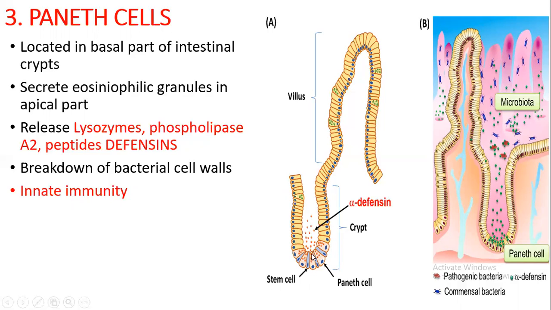The Paneth cell granules release lysozyme, phospholipase A2, and hydrophobic peptides called defensins. All of these bind and break down the cell membranes of the microorganisms and the bacterial cell wall. Paneth cells have an important role in the innate immunity, and they regulate the microenvironment of the intestinal crypts. So these are the Paneth cells. They release eosinophilic granules, which help in maintaining the microenvironment of the intestine, and they play a major role in the innate immunity. They secrete defensins and phospholipases.